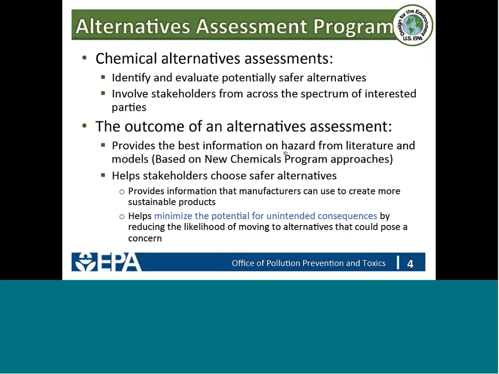For the outcome of the alternatives assessment, we aim to provide the best information on chemical hazard from literature and models, structure activity relationships, as I noted, based on New Chemicals Program approaches. And it is our hope that these reports help stakeholders choose safer alternatives when they're available, but also minimize the potential for unintended consequences. Often chemical alternatives are limited and they may have important trade-offs. So it's really important to understand, if you're moving from one chemical to another, what those trade-offs may be so that you can take appropriate risk mitigation activities.